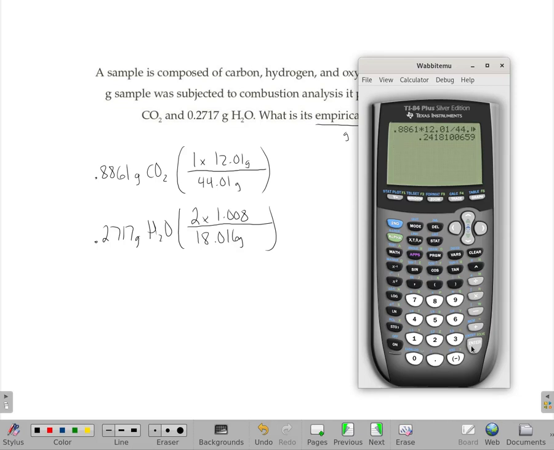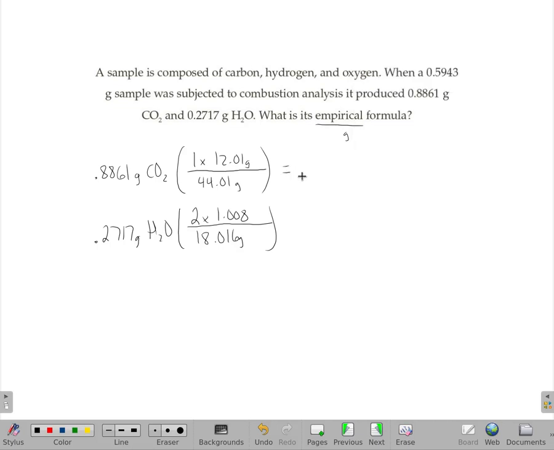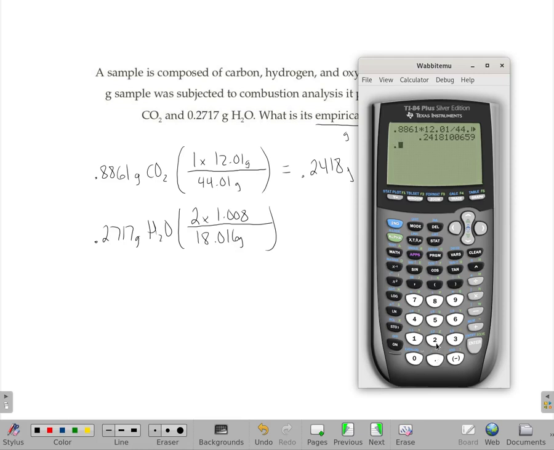So 0.2418 of just carbon. And that is 0.03040.